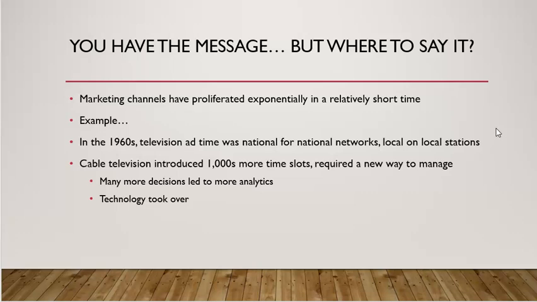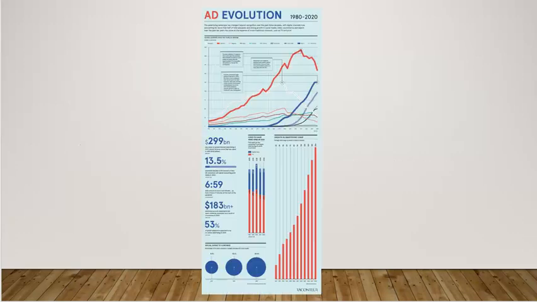So today, with cable television, for example, it introduces thousands more time slots, and it requires a completely new way to manage things. So you have to make many more decisions, and because of that, it led to analytics, and now technology is taking over. Our friends AI and big data combining together to actually do most of the media buying on the national level, through television, for example.